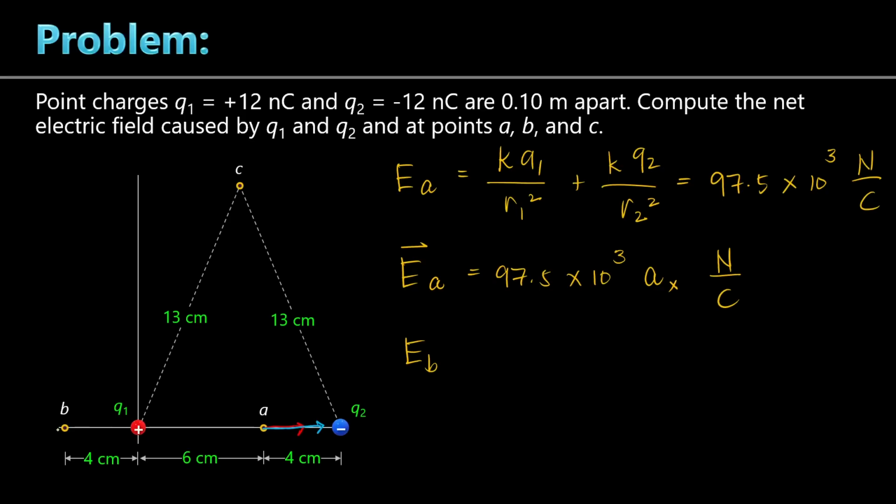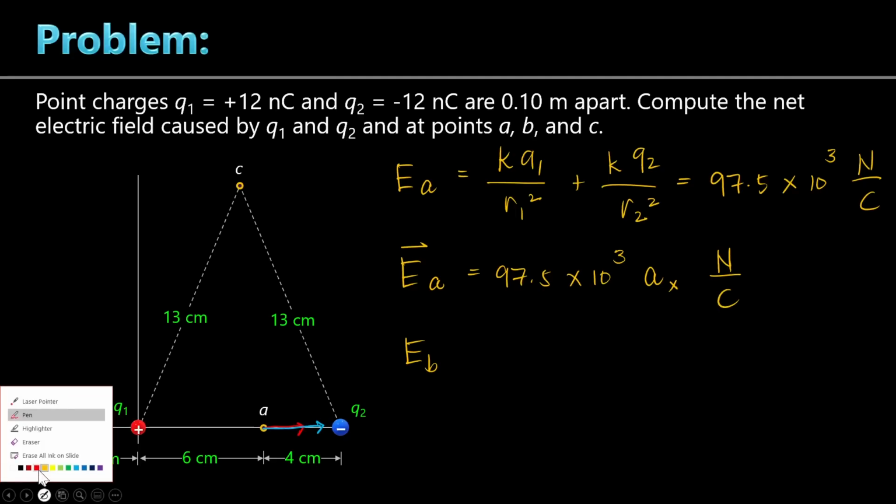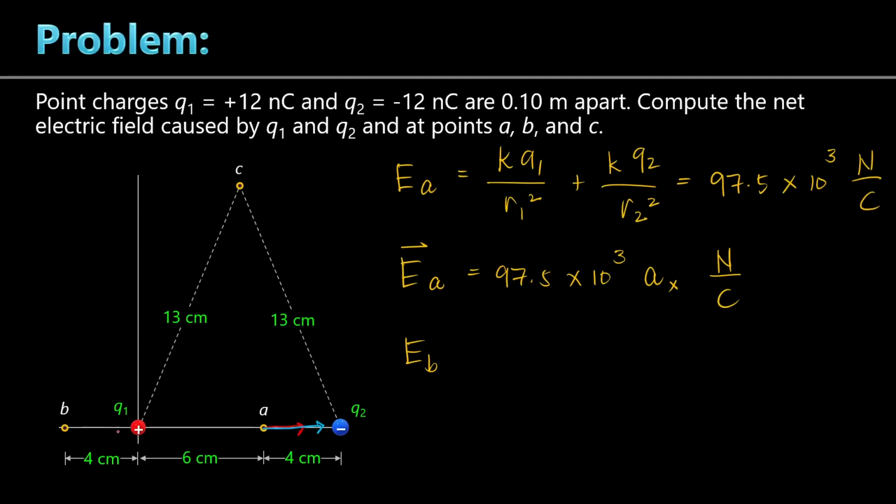Ito yung point B. Sa point B, ang electric field na nararamdaman ay due to Q1 and Q2 pa rin. Dalawa pa rin sila. Ano ang itsura ng electric field at point B due to Q1? Away. So, dapat pakaliwa. Mahirap mag-drawing pakaliwa, kaya pakanan. Pero yung arrow, pakaliwa pa rin. Okay. So, ito yung electric field due to Q1.